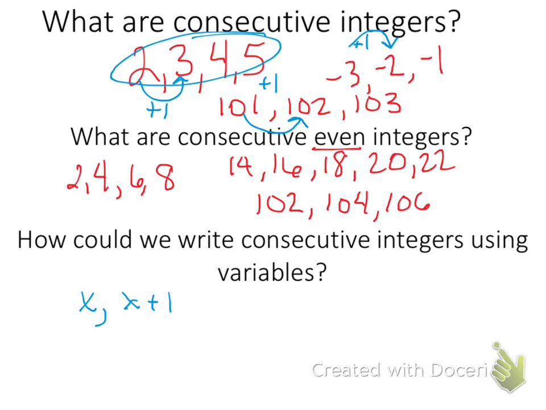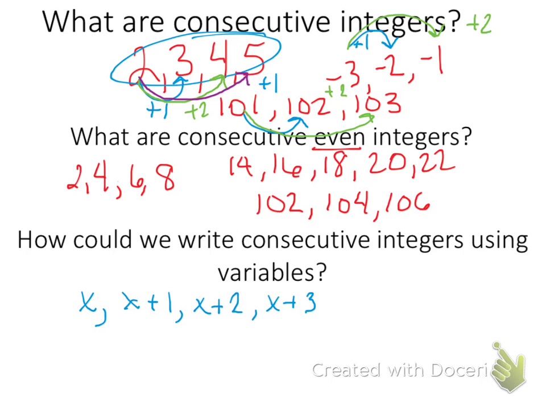Look at the relationship between the first number and the third number. We're adding 2 between the first number and the third number. So the third consecutive integer is x plus 2. You can take the same concept and continue it. The first to the fourth is plus 3. So consecutive integers go up by 1 each time.